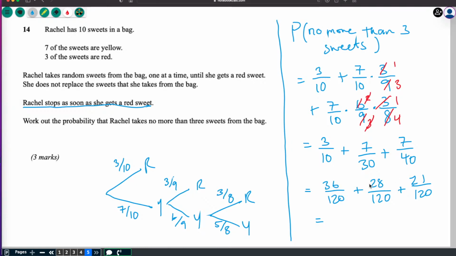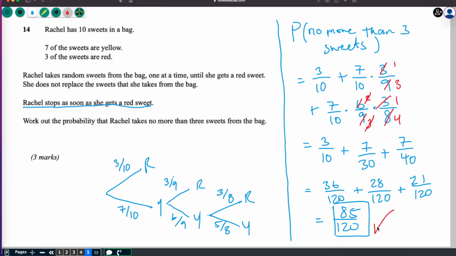Oh, 6 plus 8, it's not 16, it's 14. Silly me. So that's 64 plus 21, that's 85. Okay, and that's good enough as a final answer.